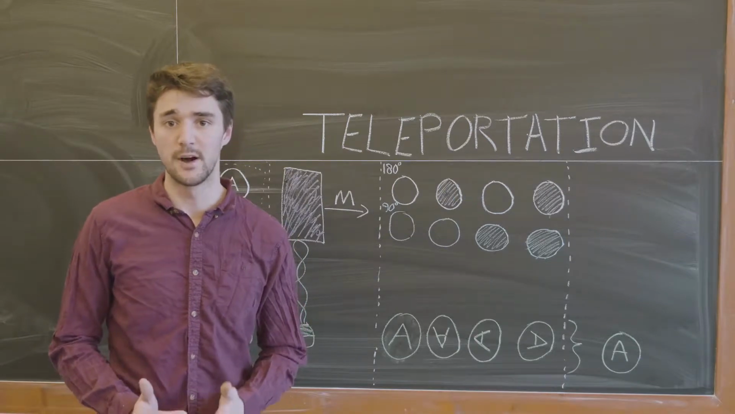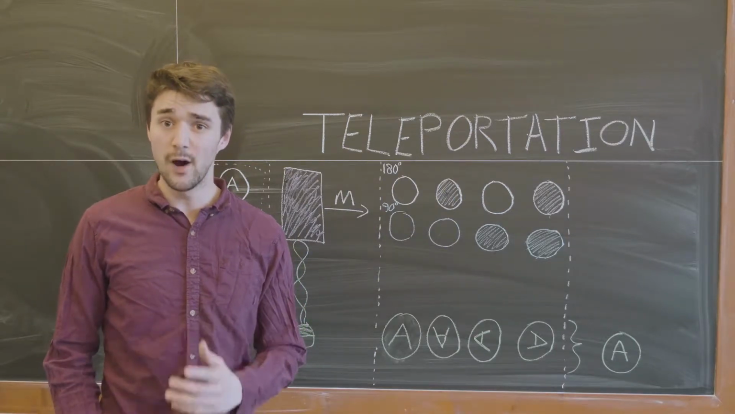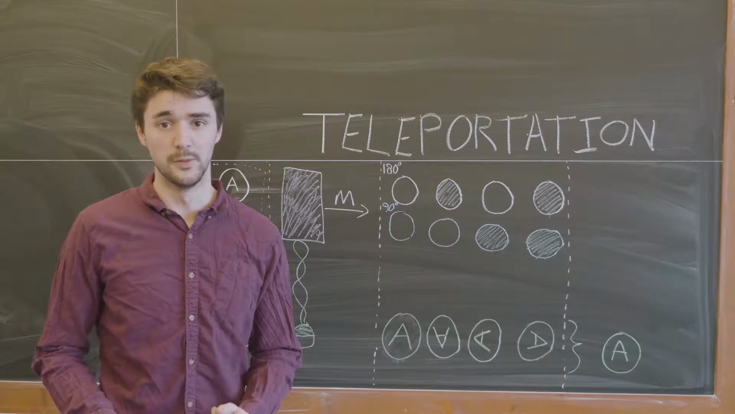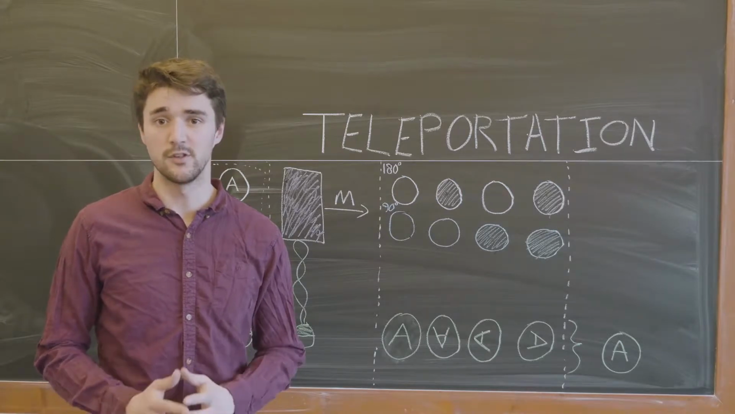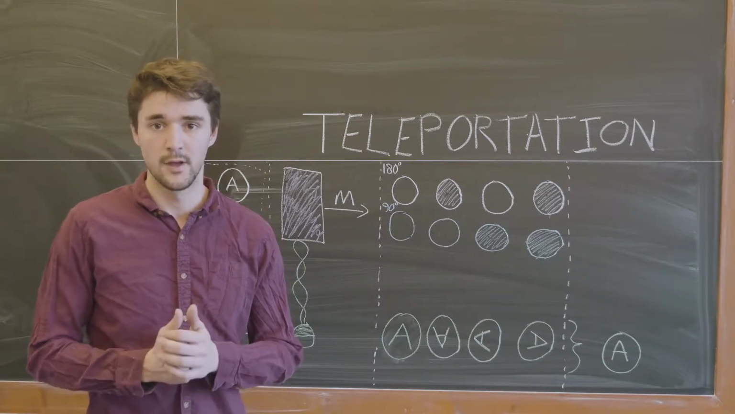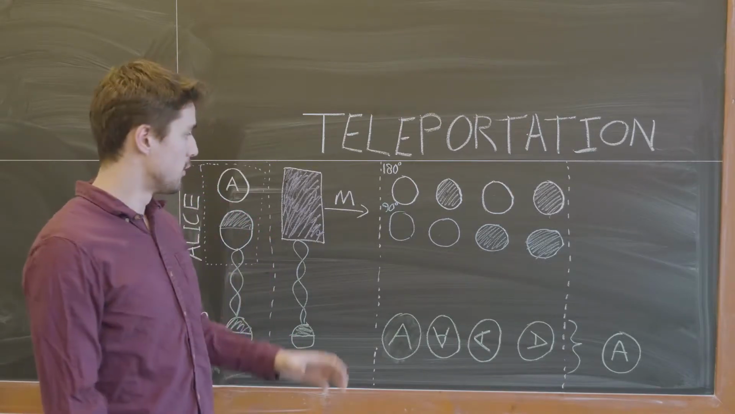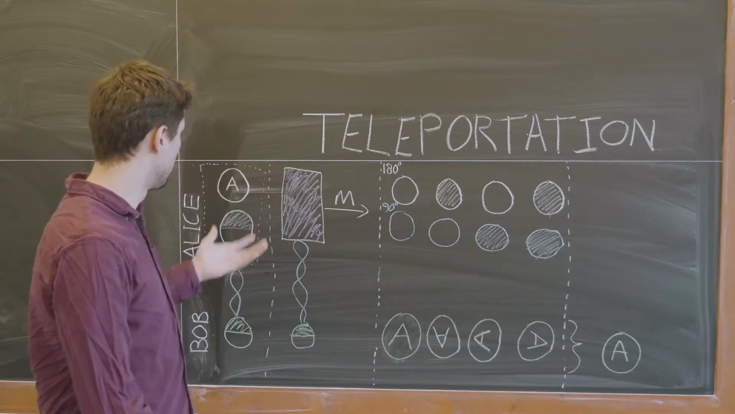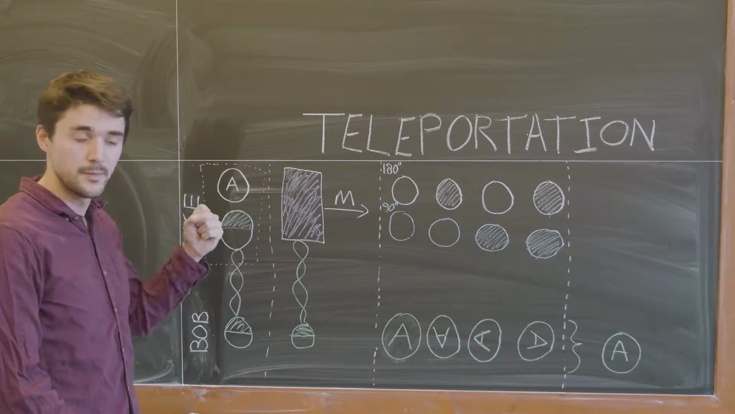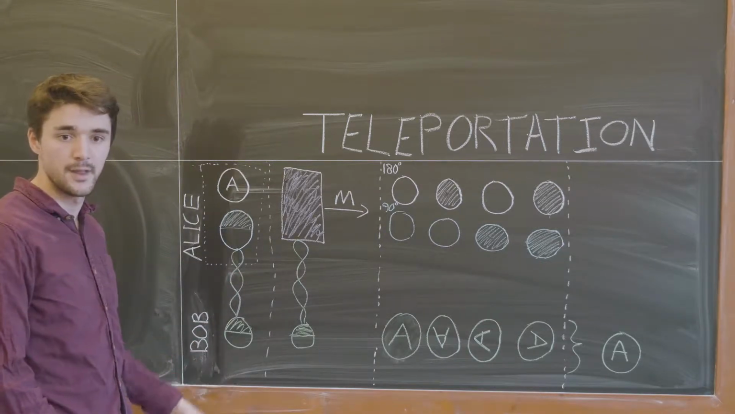So we've talked a lot about entanglement, but now we will see how we can use this entanglement to teleport a certain quantum state. So let's take a look at how this works. First, we have two stations. We have station Alice and we have station Bob.